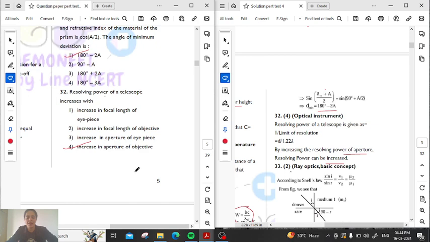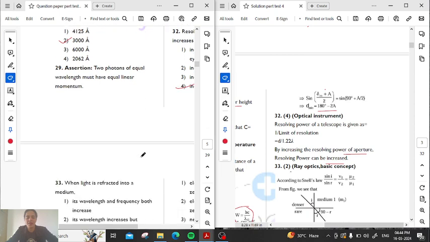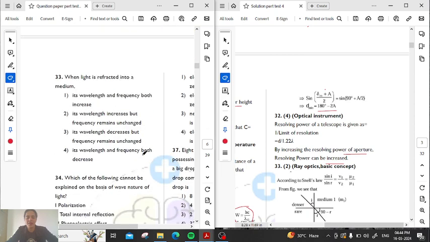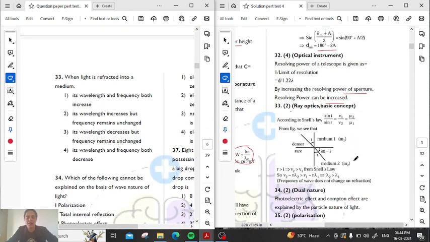So option number 4 is your correct answer. Let's move to question number 33. Question number 33 says, when light is refracted into a medium. Refracted means it is not reflected; it is moving from one medium to another medium.